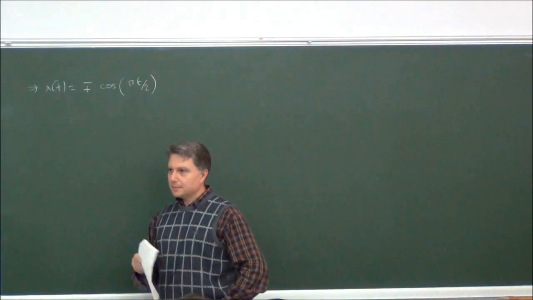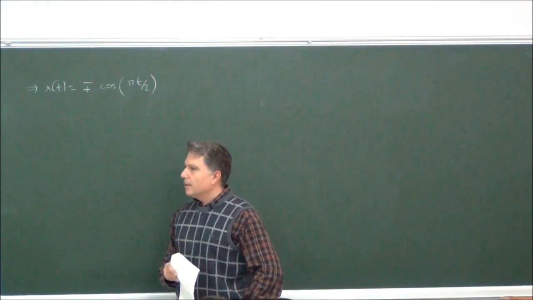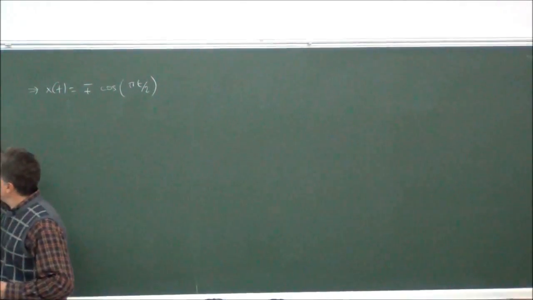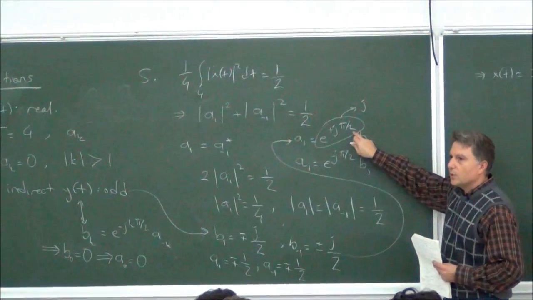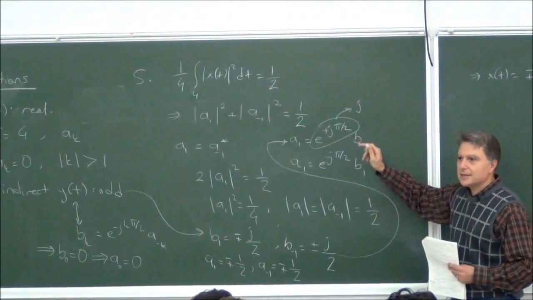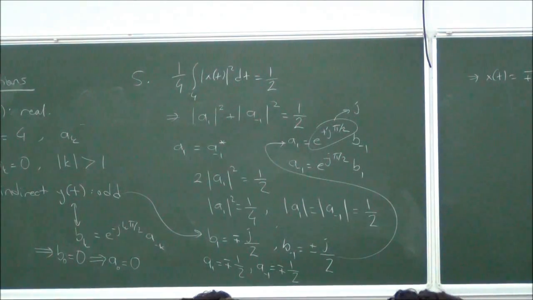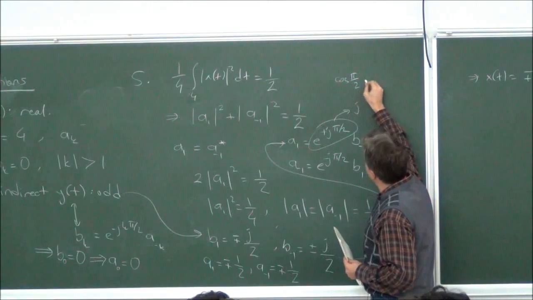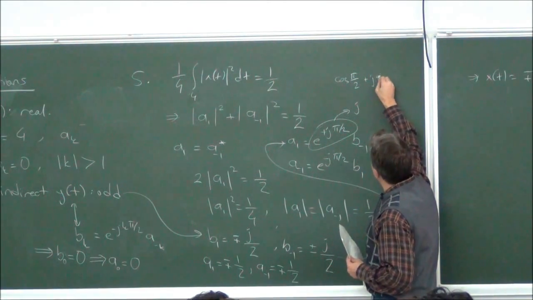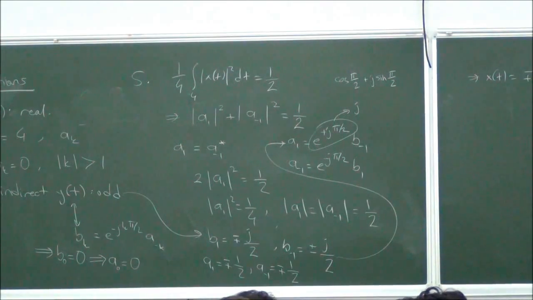Yeah. Why is it called j? Here, e to the j pi over 2. Why is it called that j? Because it is cosine pi over 2 plus j sine pi over 2. Okay? And cosine pi over 2 is 0, sine pi over 2 is 1.